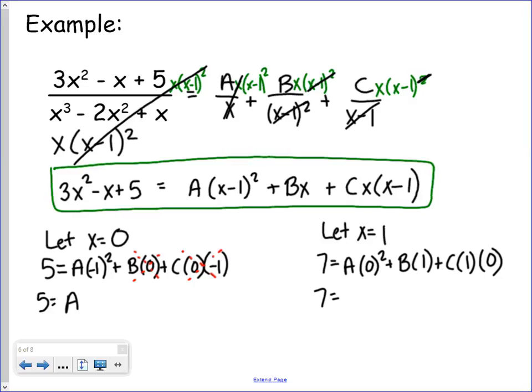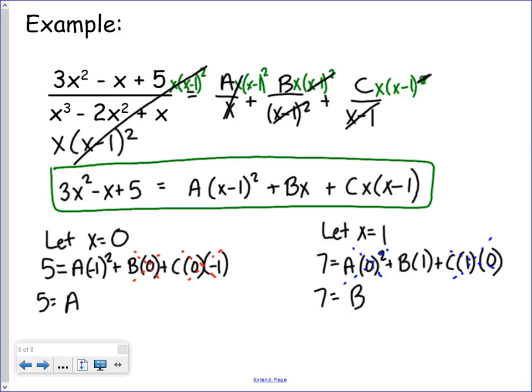And something very similar happens over here when I let x equal 1. I'll have 7 equals, the a times 0 squared will just be 0. I'll have 1b, but then c times 1 times 0 is also 0, so I just have b equals 7. So some groups I heard chattering, what do you notice happens each time? The c will cancel out, right? You're choosing the 0, and then c has each of those factors, so you can't keep c long enough to solve for it. What are some ways that you might now be able to solve for c?